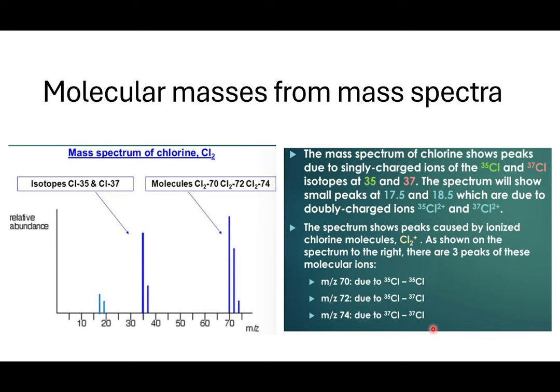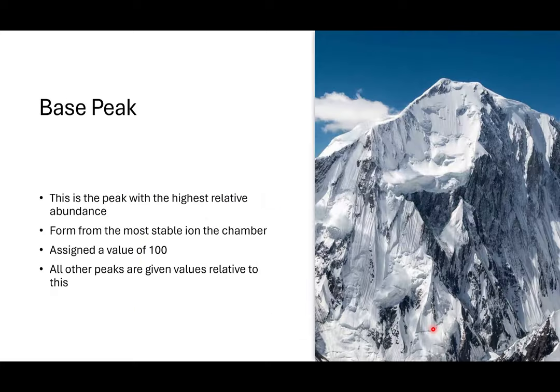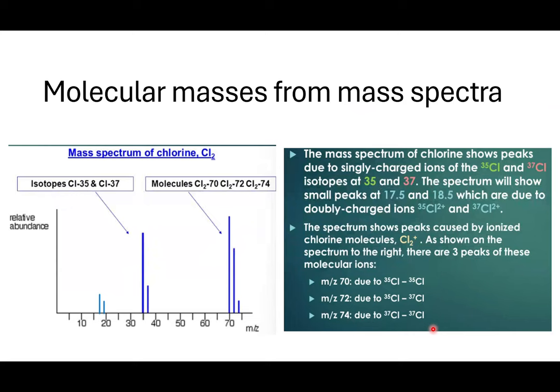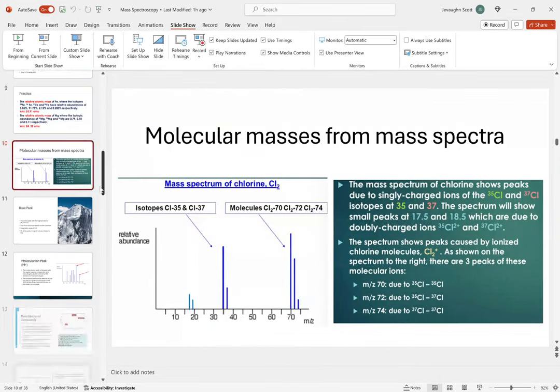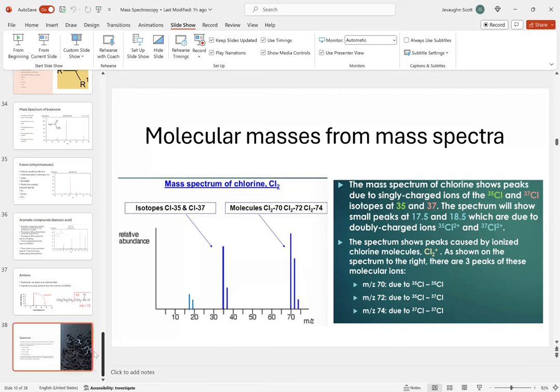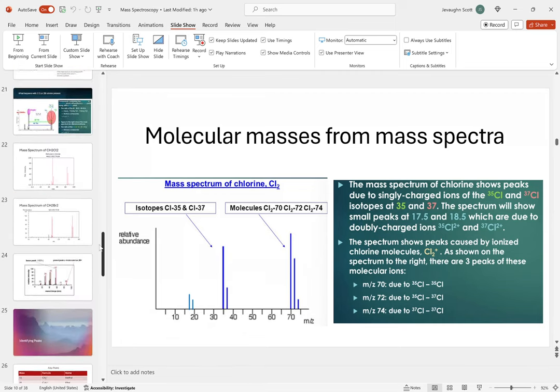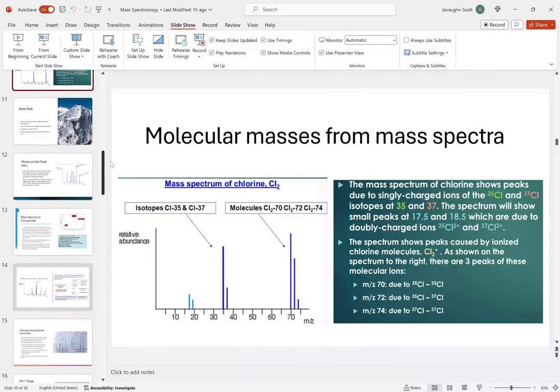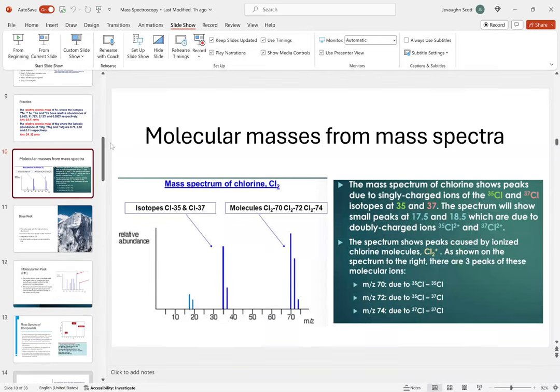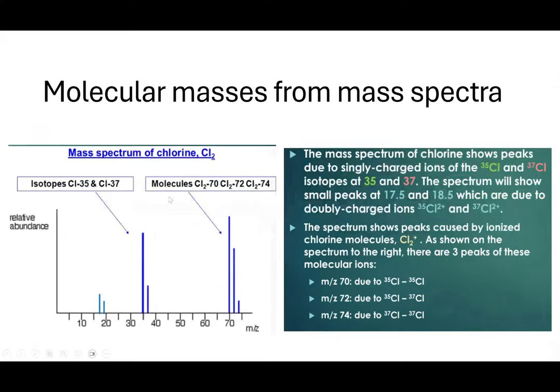So let's have a look at this. Molecular masses from mass spectra. The mass spectrum of chlorine. Hold on, give me one moment. Let me have a look at this, because this has an M+2 peak. That seems like information that should not be here in the slide, because this looks like it jumped too complex too quick. All right, it's not actually looking at a chlorine containing compound, but chlorine itself. So let's look at the mass spectrum of chlorine.